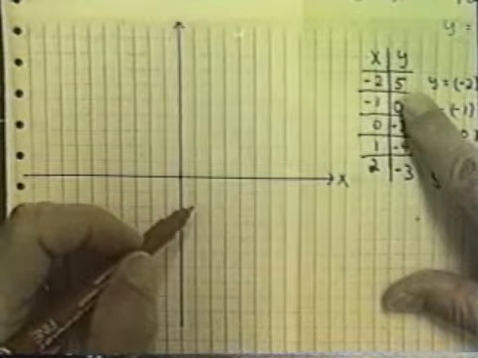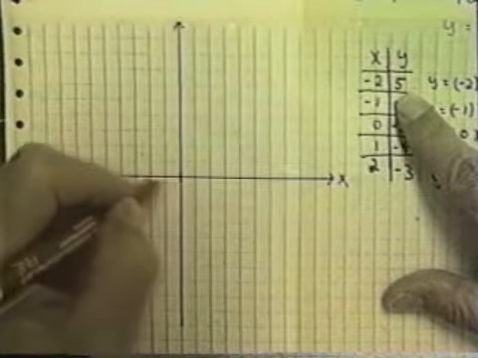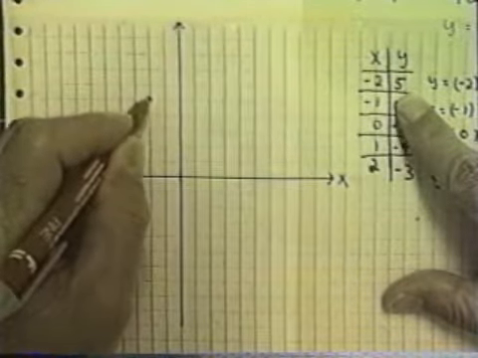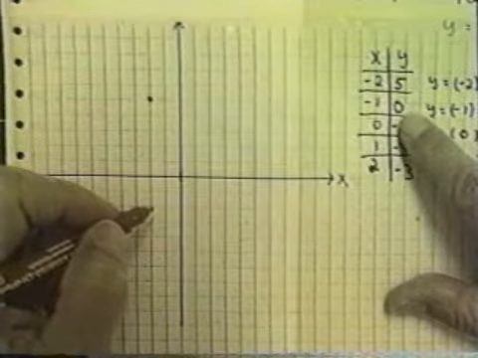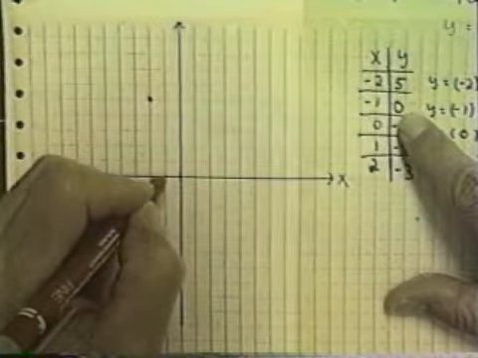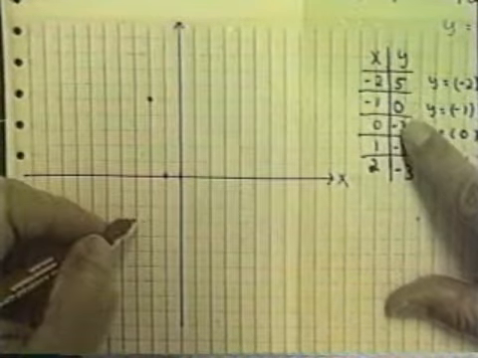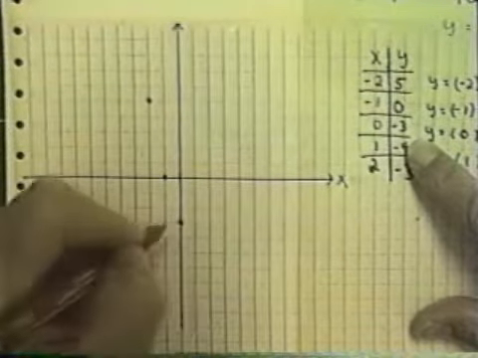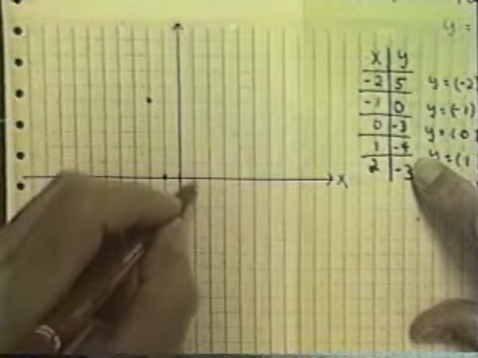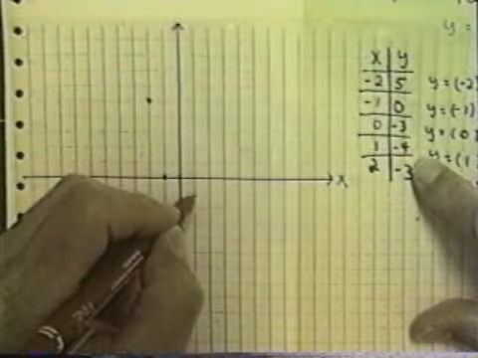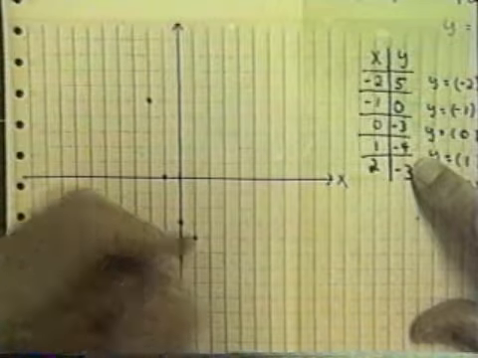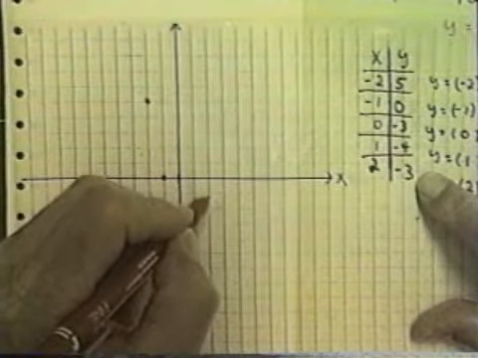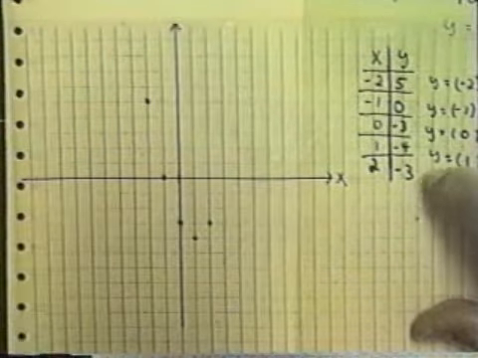To plot -2, 5, I go left 2 and up 1, 2, 3, 4, 5. To plot -1, 0, I go left 1. To plot 0, -3, I go down 3. To plot 1, -4, I go right 1 and down 4. To plot 2, -3, I go right 2 and down 3.